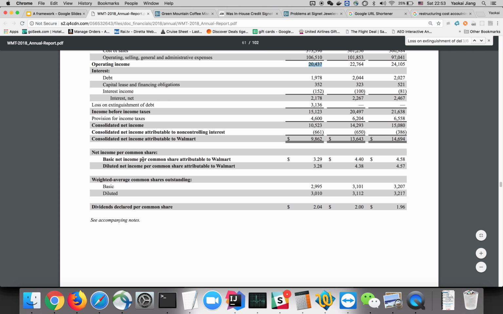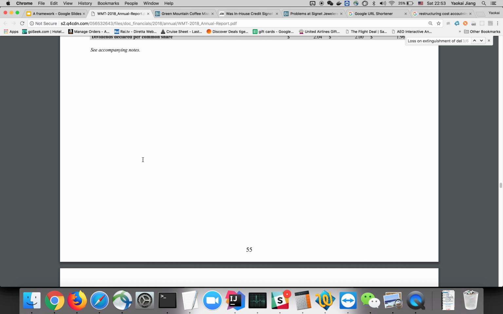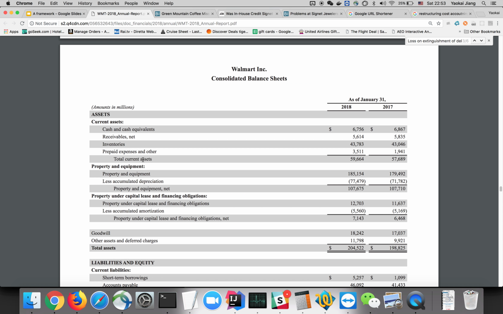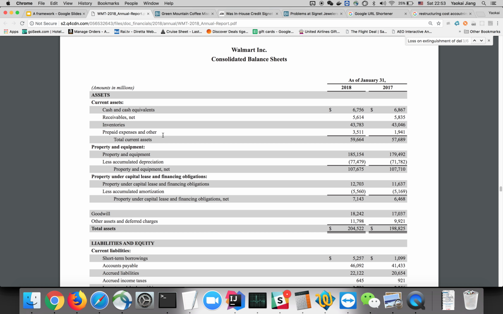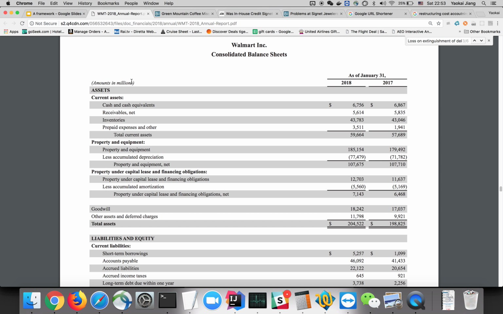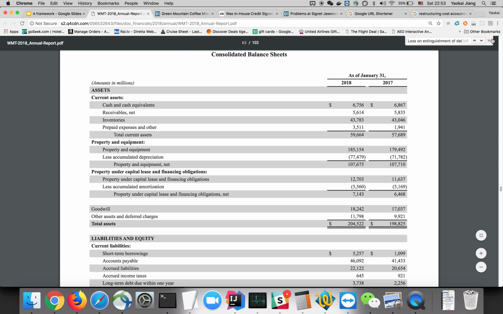Next time we'll get a bit more into the balance sheet, and we'll go through most of those lines and all the important lines there.